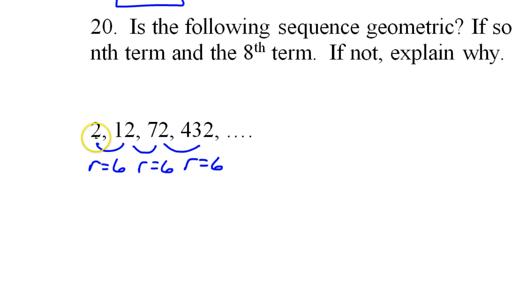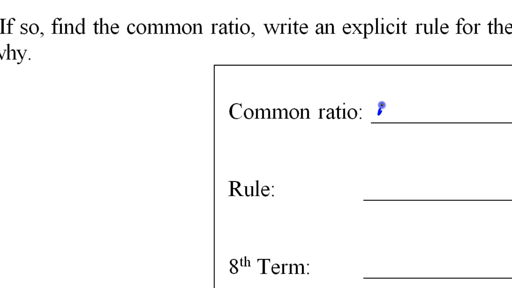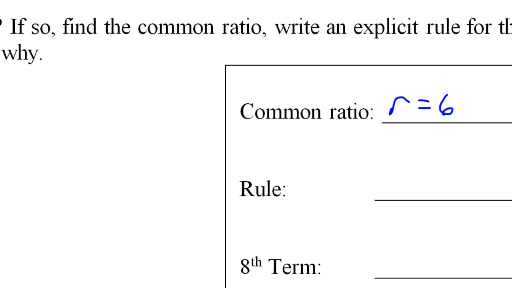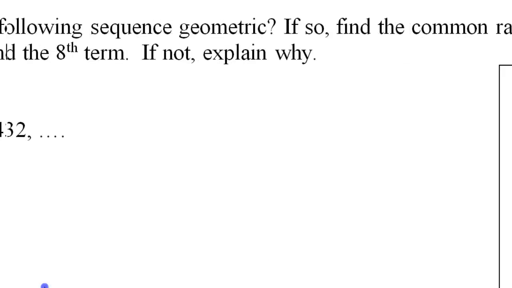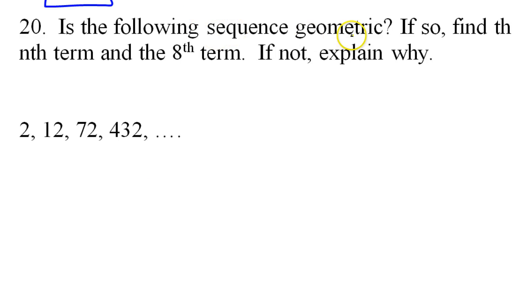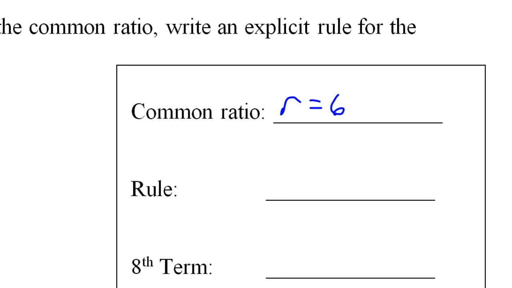Okay, so because we're getting 6 every time for all the data that we have, that's why this is geometric. If one of these had been different, then we would have said no, it's not geometric. And also we just found the common ratio, which is 6. Now, the model for an exponential function, if we have a geometric sequence, I'm saying exponential because I know that a geometric sequence is modeled by an exponential function. The rule would look like this.